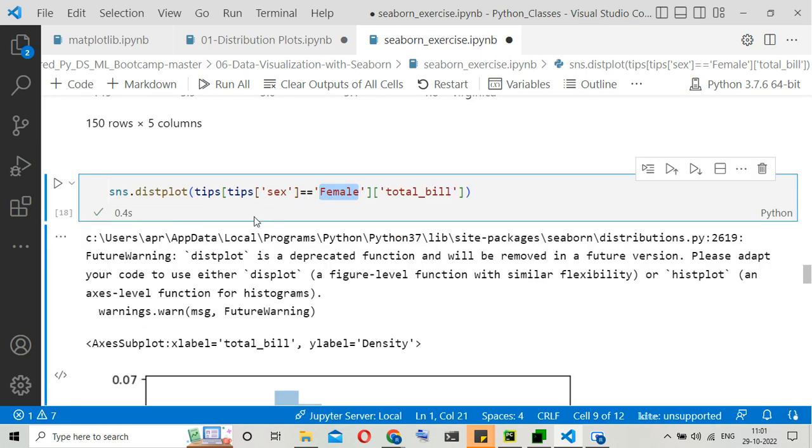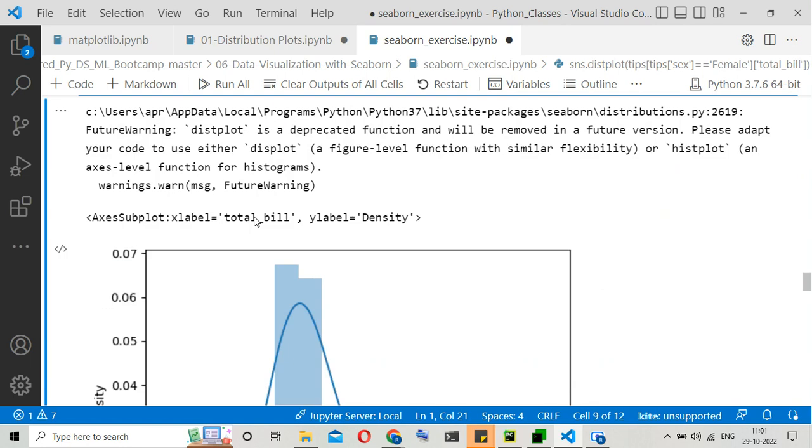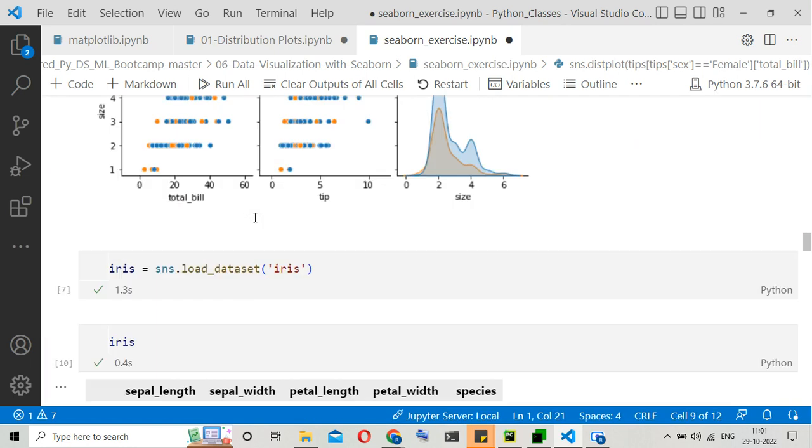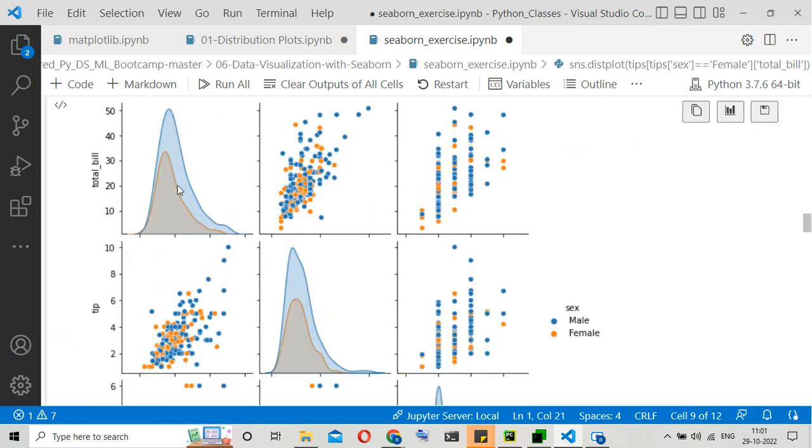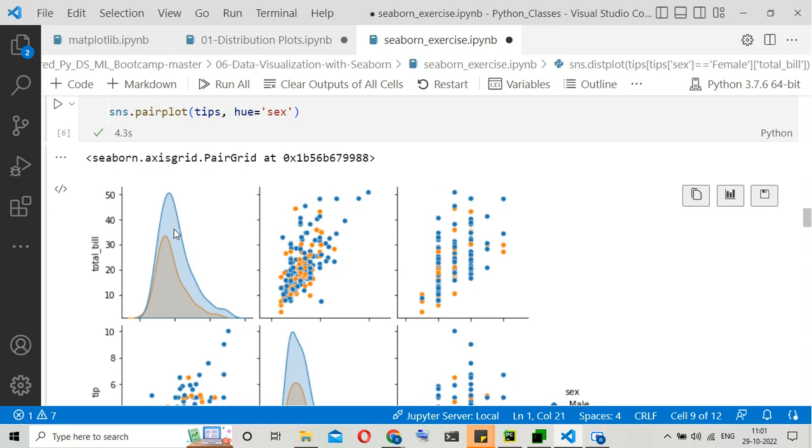Okay, so whatever we saw as a female graph and a male graph, both are combined into one and a differentiation of both is given. Correct. Here it is the same actually. Maybe we can check based on the size.